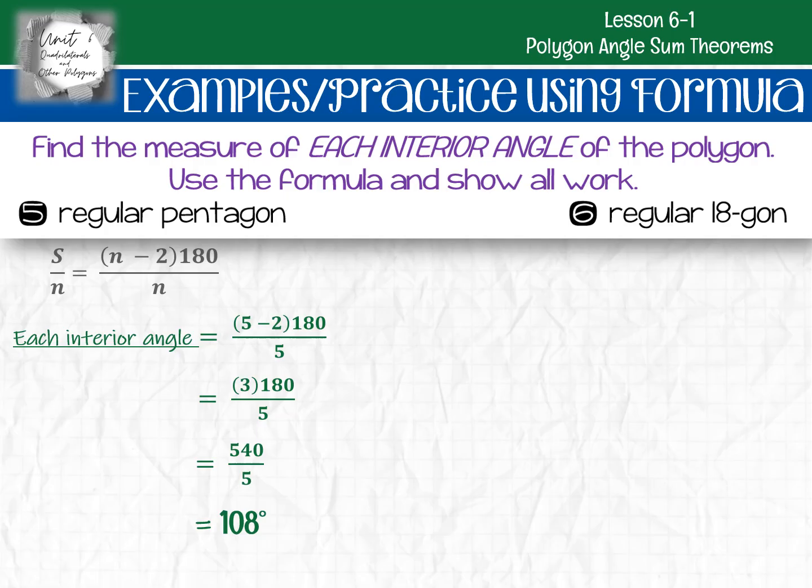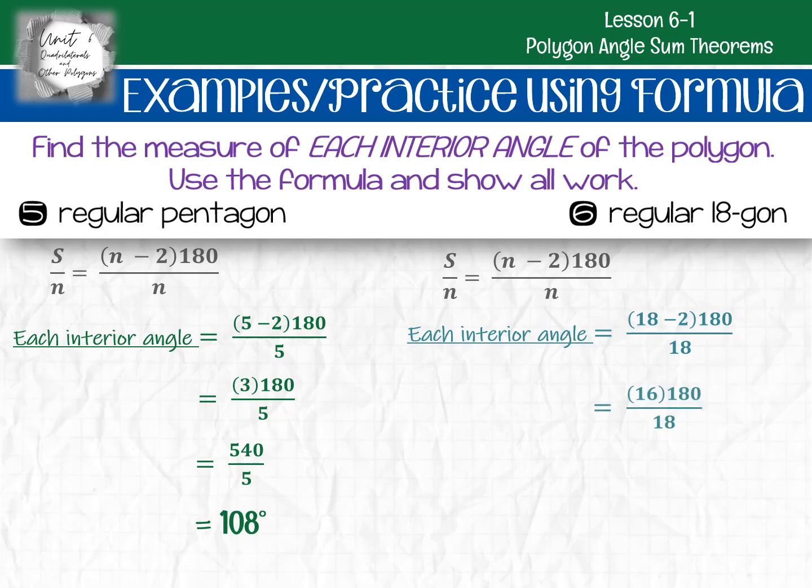Regular 18-gon. Same formula, plugging in 18 for the n's. Simplify, simplify again. 160 degrees is each interior angle of a regular 18-gon.